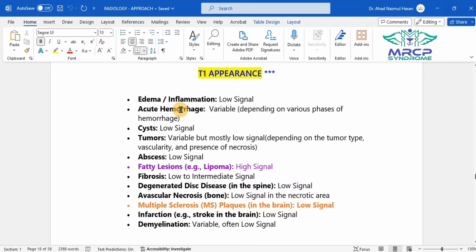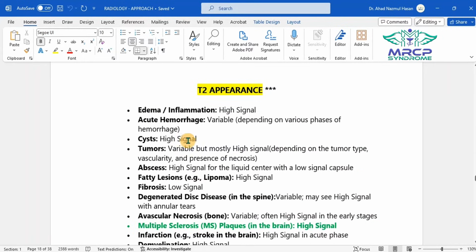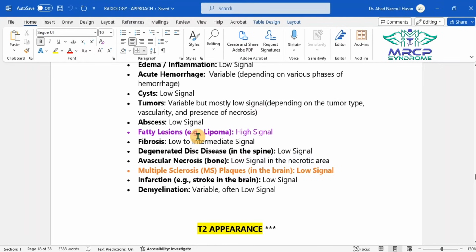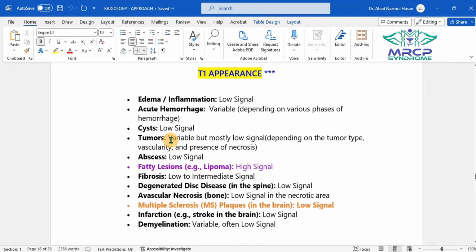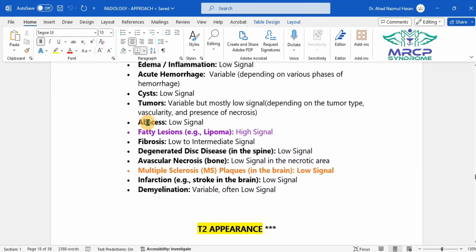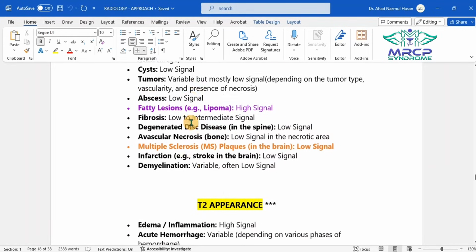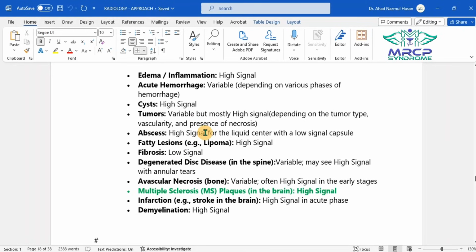And in case of hemorrhage, it may be acute, subacute, or chronic, so depending on the duration, the appearance will change. The cyst also usually contains fluid, so it will be low signal in T1, and the cyst would be high signal in T2. The tumor will also be variable depending on the vascularity or necrosis. The abscess would be low signal in T1 and high signal in T2.